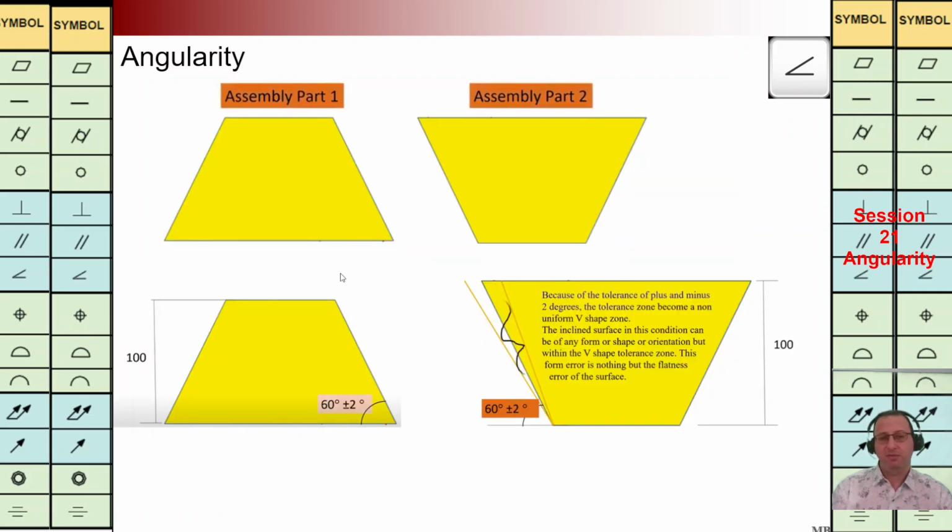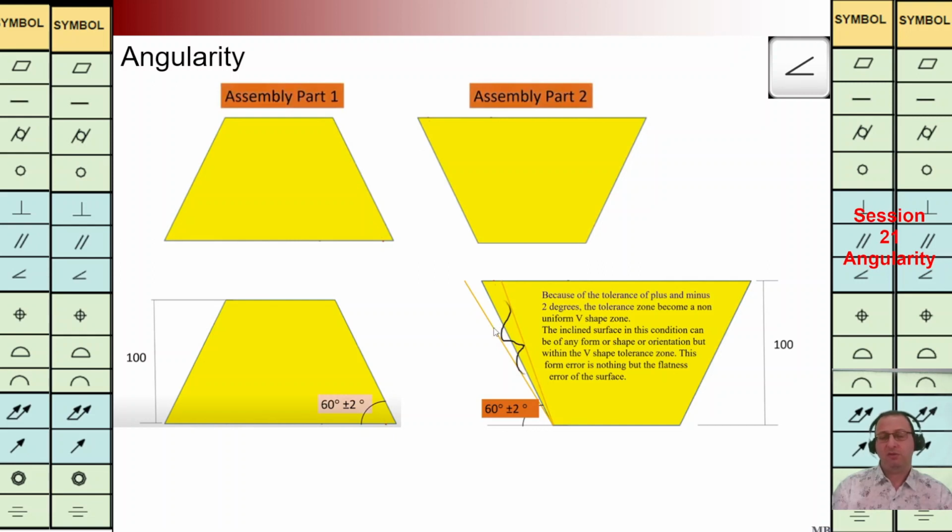Let's see the last example for today. We have two parts, part 1 and part 2, and these surfaces are going to sit over each other. As you can see at the bottom left, we have this TZ plus minus 2 degrees for this surface. It means we are going to have this situation. As we can see at bottom right, we may not be able to do the assembly based on this wavy surface.